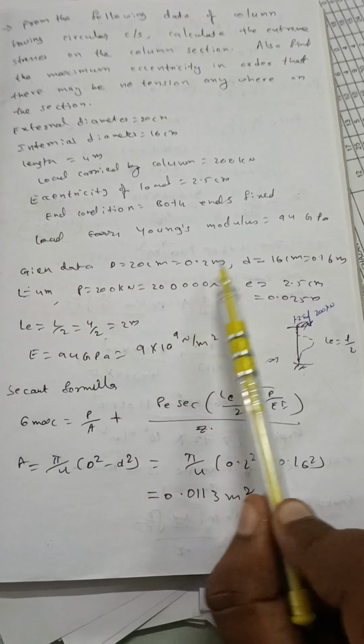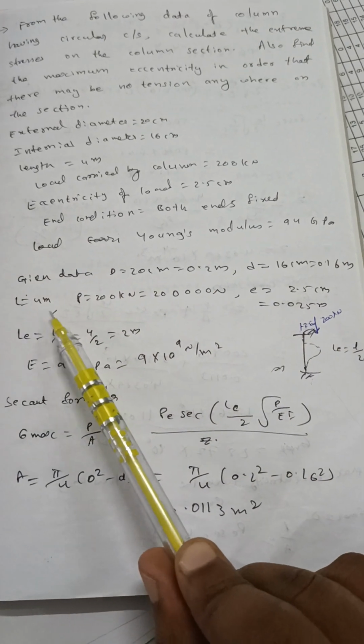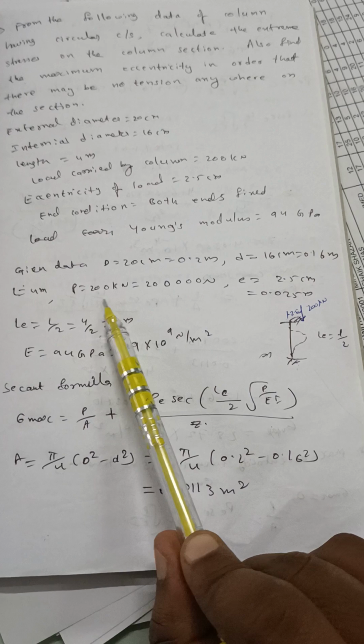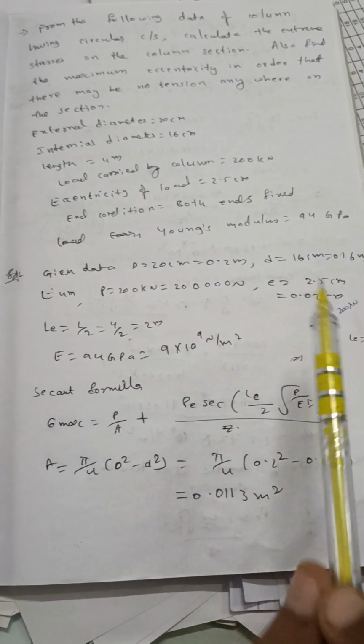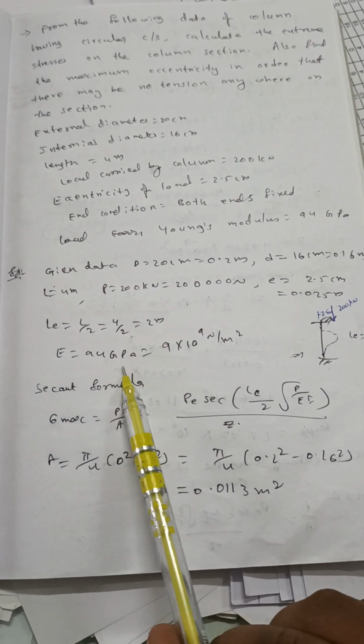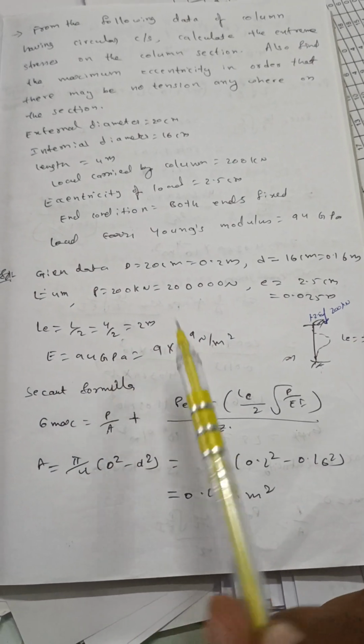Capital D is given, convert to meter. Small d is given, convert to meter. Length 4 meter, P is 200 into 10 cube Newton, and E is given as this one. Le is L by 2. E is 9 into giga, so 10 power 9.